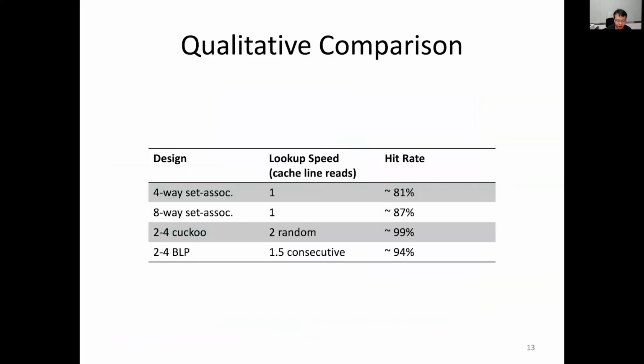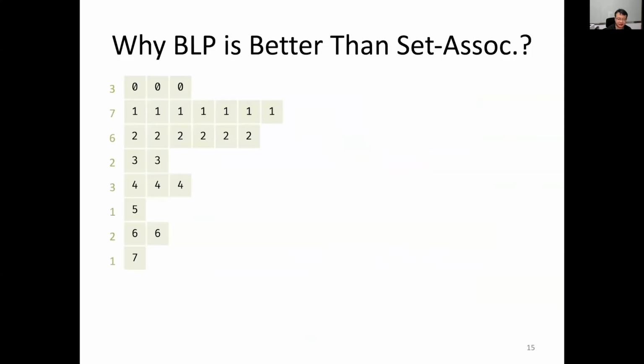So if we compare the four designs we just talked about, there are two sets of comparisons that really interest us. The first one is 8-way set-associative cache and the 2,4-BLP. Compared with 8-way set-associative cache, 2,4-BLP uses 1.5 consecutive cache line reads, but increases the cache hit rate by about 7%. So why is that the case? Why can BLP store more entries than set-associative cache?